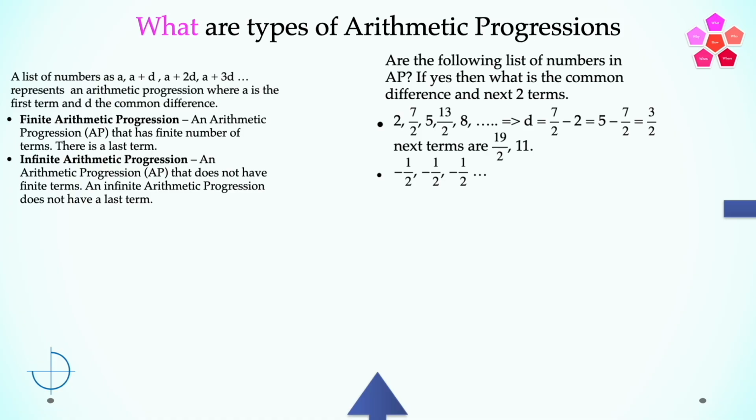Here we can clearly see that the common difference d is equal to 0 and the next terms again would be minus 1 by 2 and minus 1 by 2. So this list of numbers is also in arithmetic progression, that is AP.